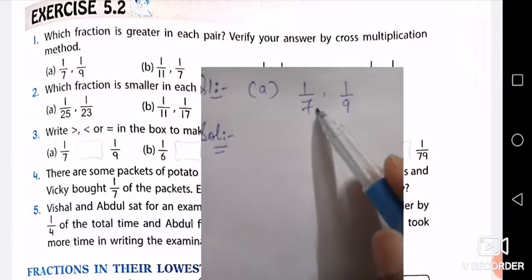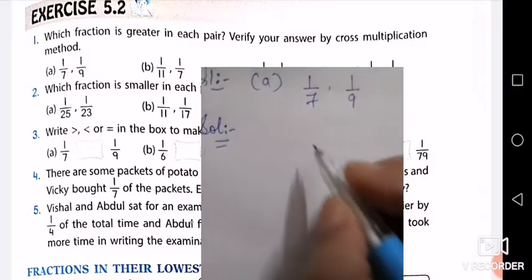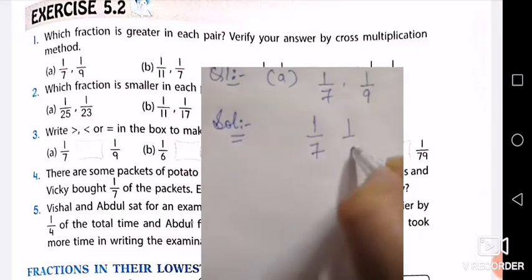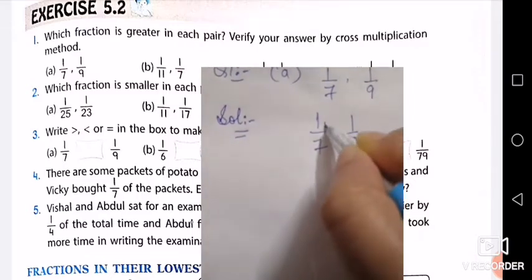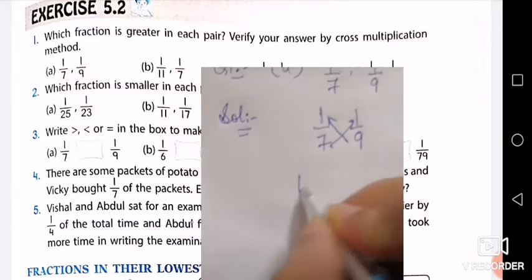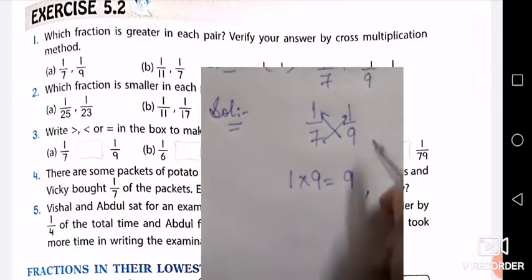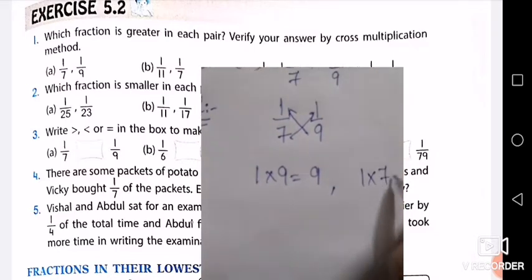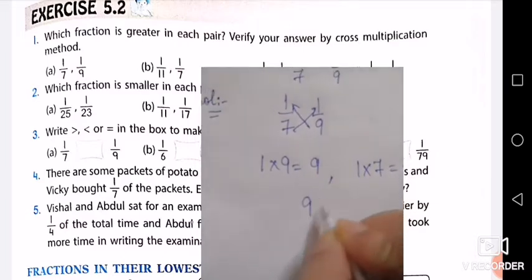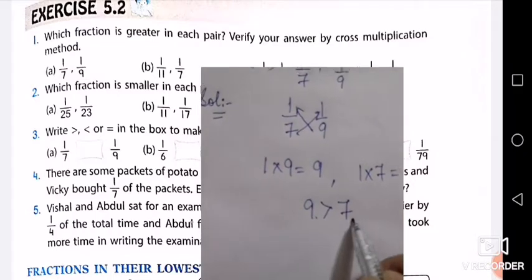Now 1 by 7 and 1 by 9 are two unit fractions which have been given. Now how will you apply this cross multiplication? You will do cross multiplication here. Now here 1 multiplied by 9 will be equal to 9. Another 1 will be multiplied by 7, which is equal to 7. Now here you can see 9 is greater than 7.